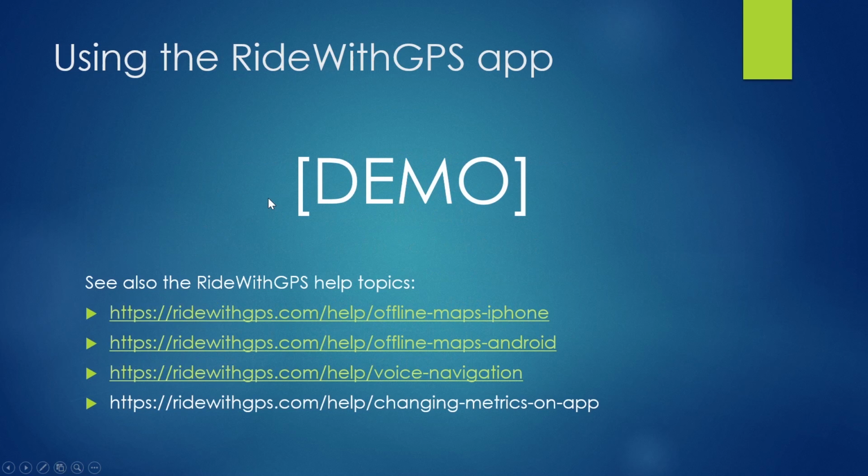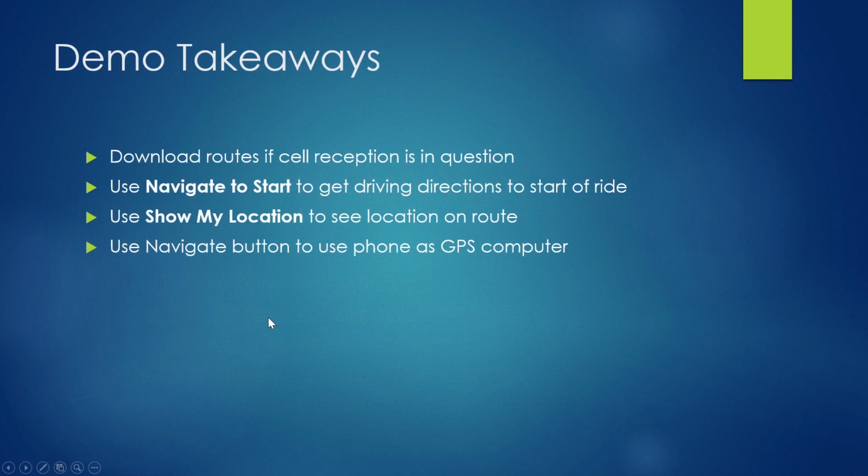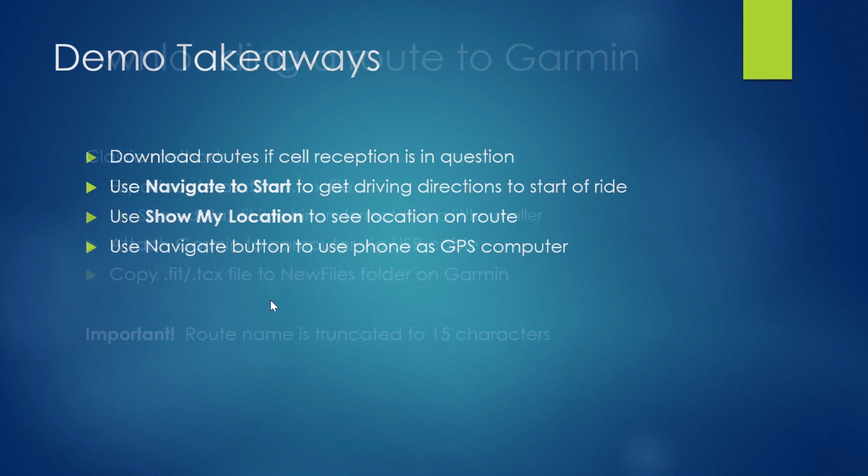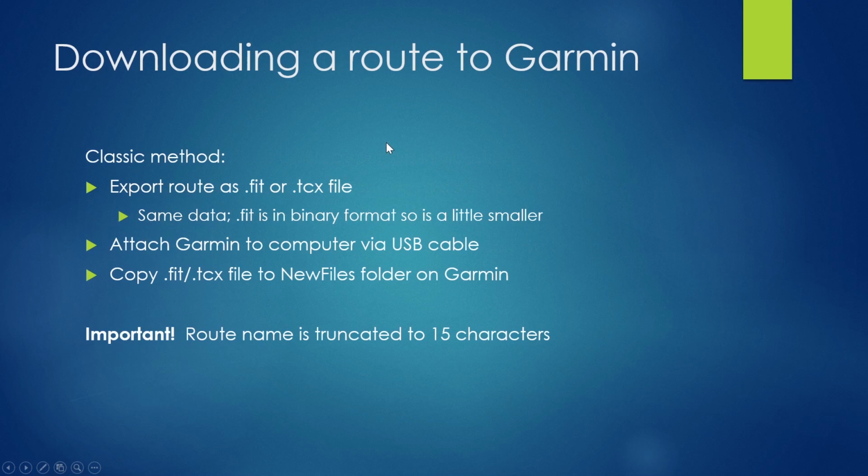Now, if you're downloading a route to a Garmin, the classic way of doing this is you export the route either as a .fit or .tcx file. It's the same information. A .fit file is in binary format, so it's a little smaller and it'll load faster. Then you attach your Garmin or Wahoo or whatever to your computer and transfer it over. For Garmin, you copy the file to the new files folder, and now you've got it on your device and you're ready to use it.